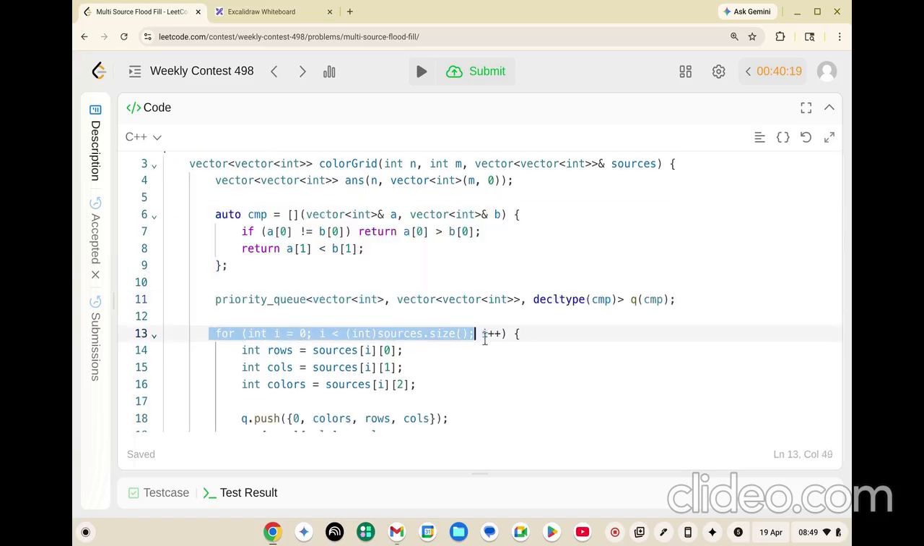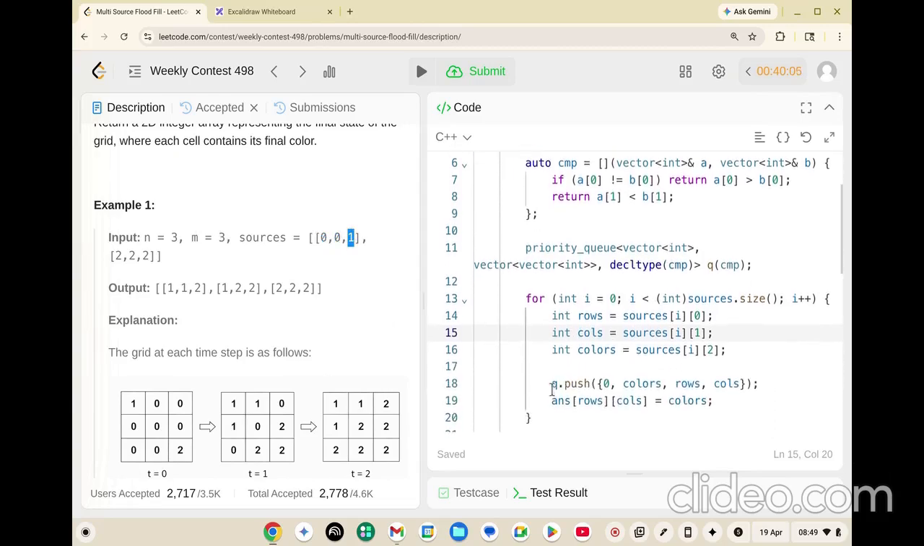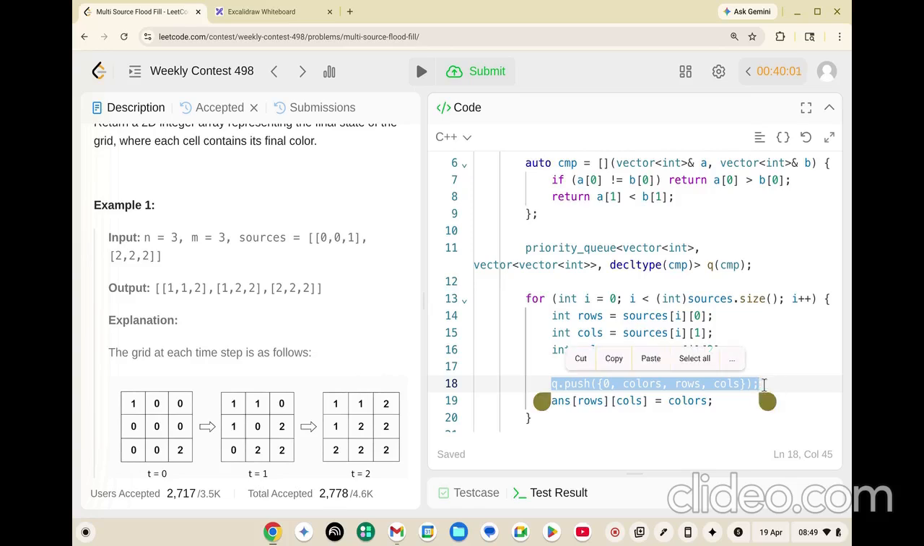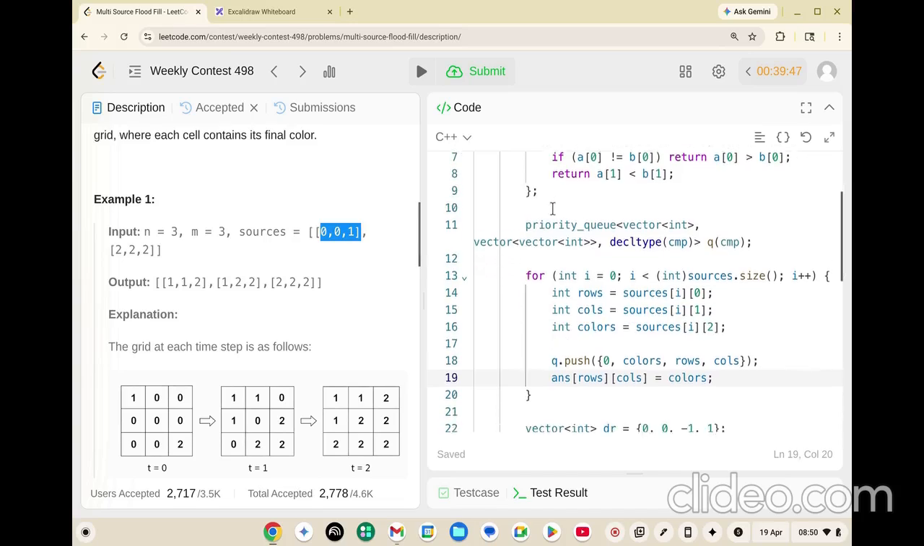We will run on the sources, right? What does this mean? We will run on all of these values. First value will be rows, second value is column, right? This is the rows, this is the column, and this is the color that is added, right? We will push the values in our priority queue. So 0, what does this 0 mean? This 0 means time, right? Then color, then rows and columns, and answer of rows comma col will be marked as color, right? Like 0 comma 0 was initially marked as 1 in our answer, and that's it, right?